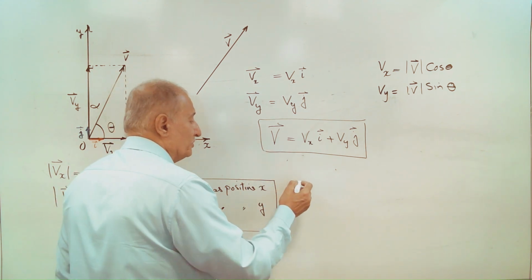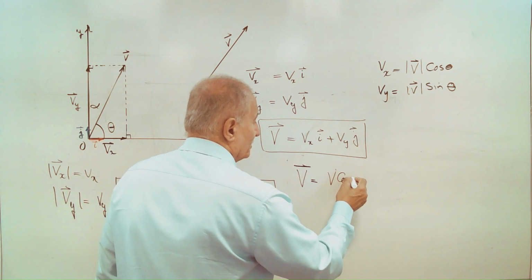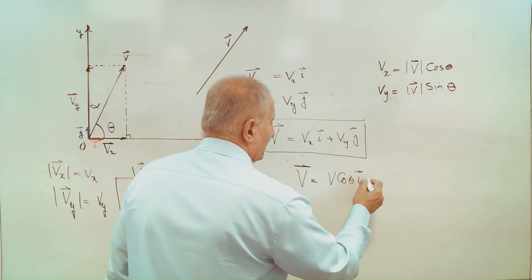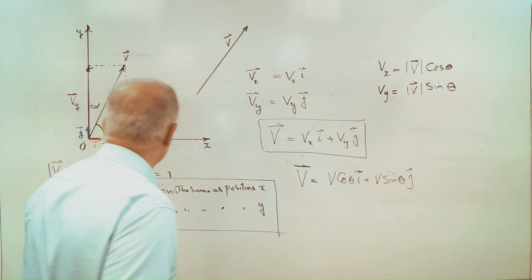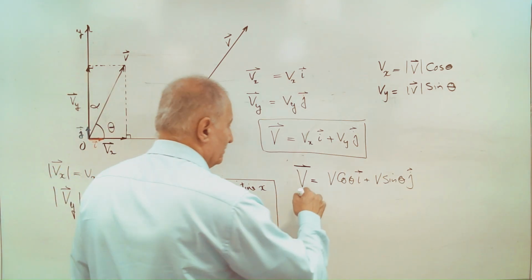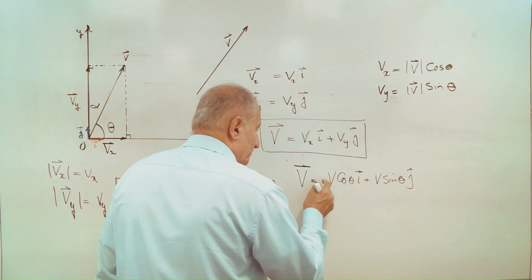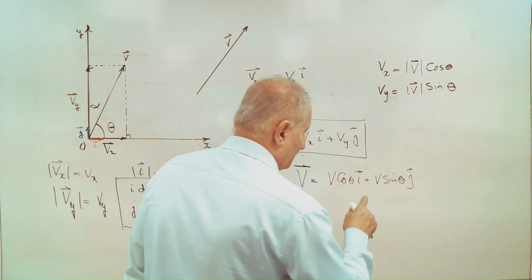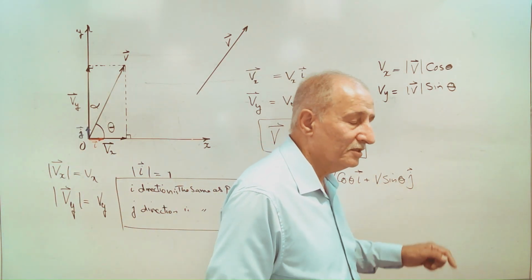We can write this summation in another form that is equal to V cos theta i plus V sine theta j. That's another form. V is the magnitude of vector V, theta is the angle between vector V and the x-axis, i is the unit vector in the direction of x, and j is the unit vector in the direction of y.